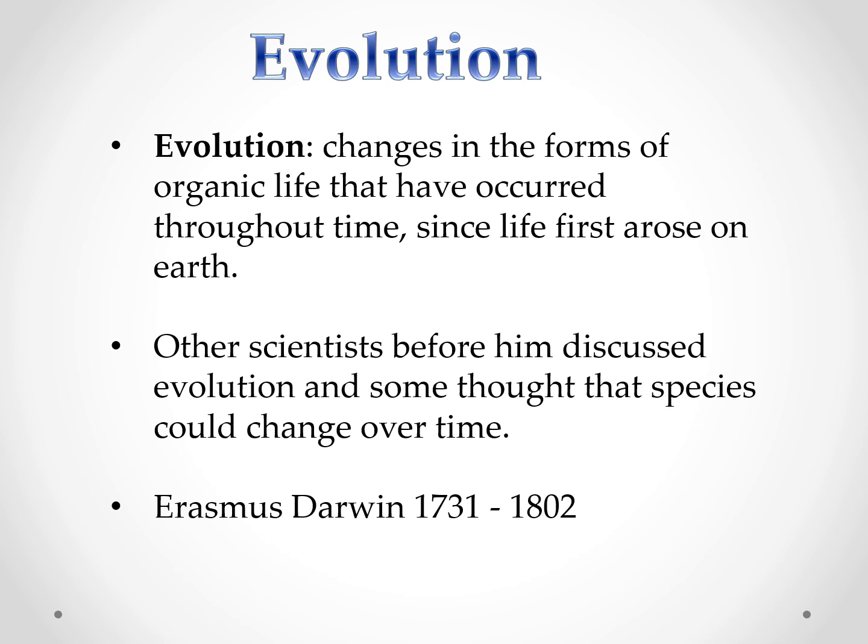So evolution itself, the definition that we use today, is the changes in the forms of organic life that have occurred throughout time since life first arose on Earth. And Darwin wasn't the first to talk about evolutionary change or even species changing over the course of time, right? Other scientists before him discussed evolution, and some thought that species were capable of change over time. One of those people was actually Darwin's grandfather, Erasmus. So really, Darwin was just picking up intellectually where his grandfather had left off in terms of talking about how a species can change over time.